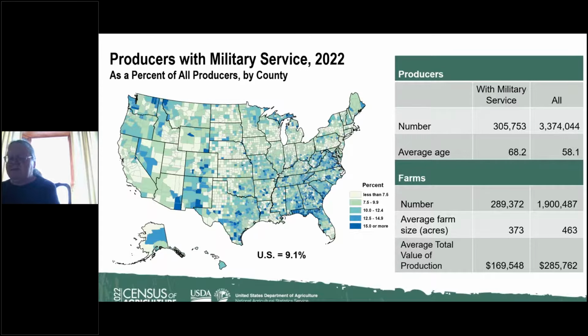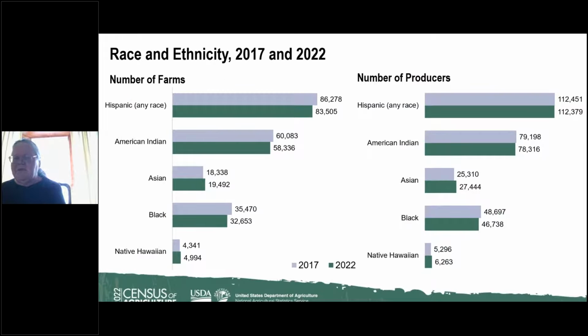I'm going to go quickly over the next few slides in this presentation. So we really have a lot of information we want to share, but we know we also want to have time for questions and answers. So I'm just going to maybe show you one or two more slides focusing on changes in numbers of farms operated by producers of different races and ethnicities.